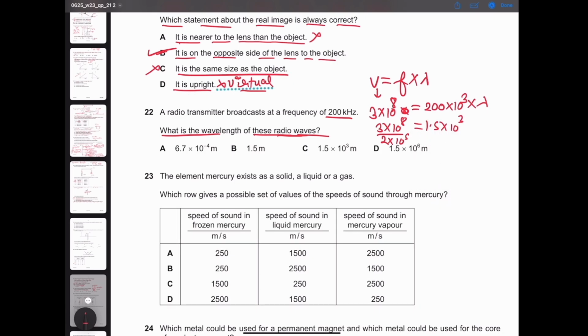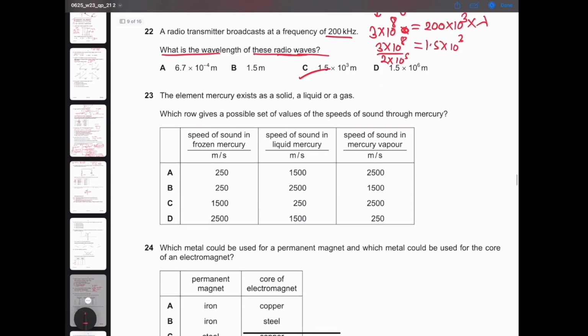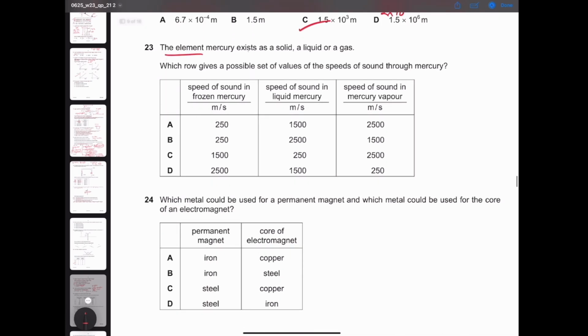The element mercury exists as a solid, liquid and gas. Which row gives a possible set of values for the speed of sound? We know that the speed of sound is highest in solid, then liquid, then gas. So you just need to pick those numbers.